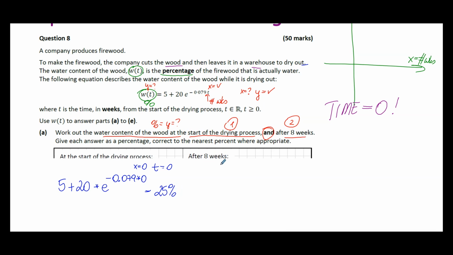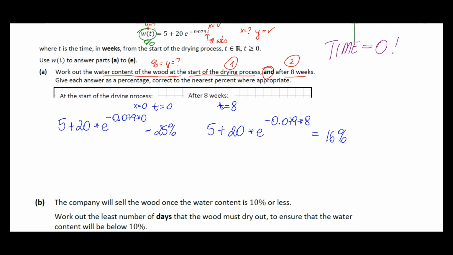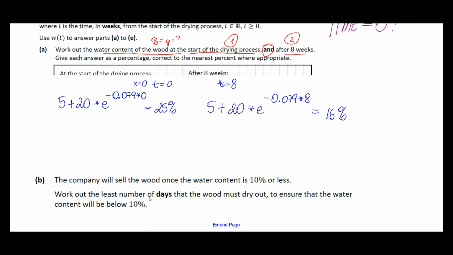After 8 weeks, this time we replace our t with 8. So again, 5 plus 20 multiplied by e to the power of minus 0.079 multiplied by 8. And again, in our calculator, we get 16, and that is 16%. Pretty simple, straightforward. Let's have a look at the next part.